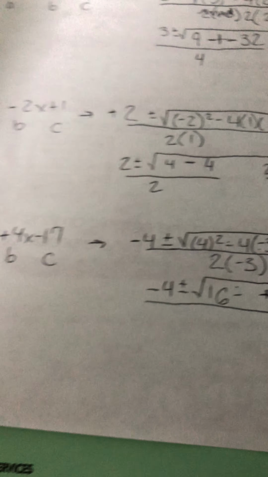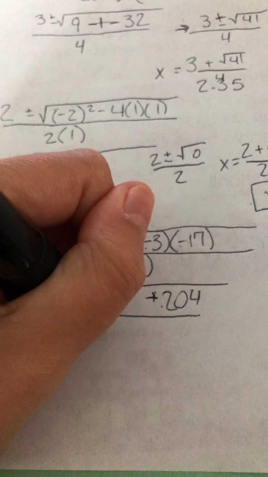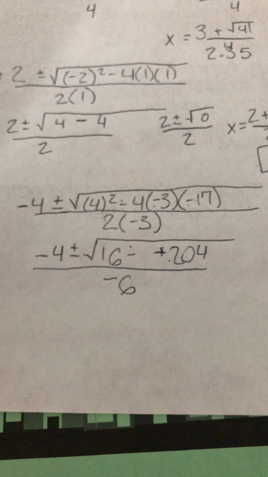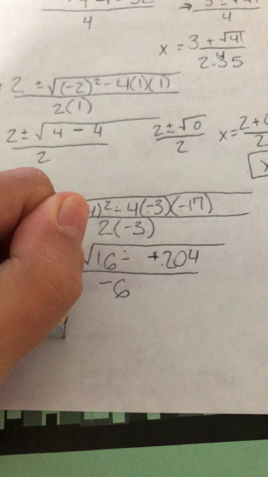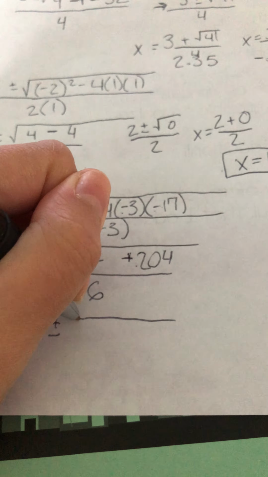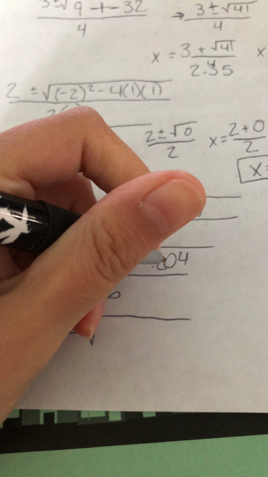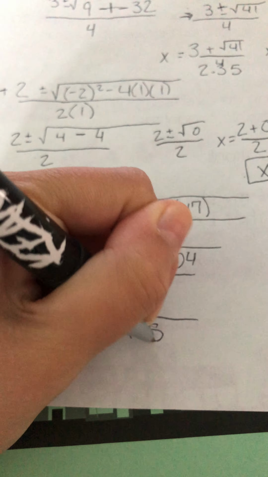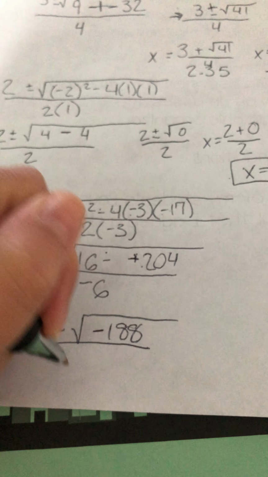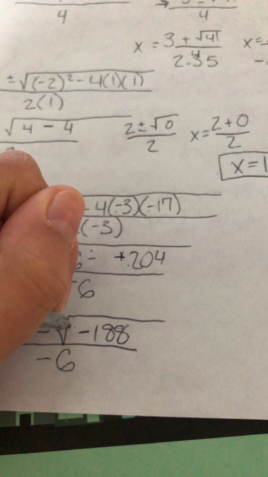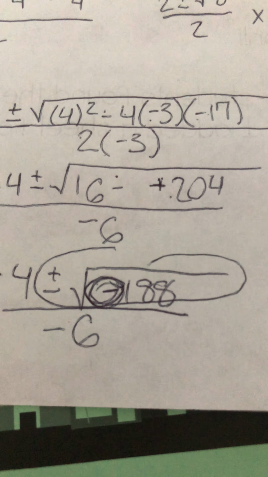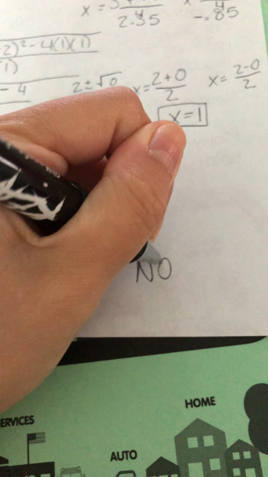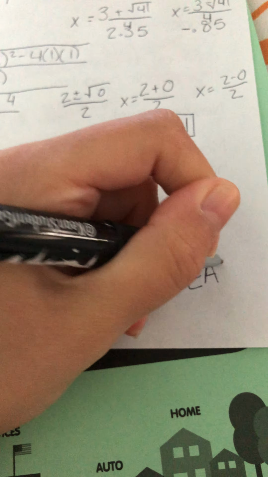2 times my a value, my a is negative 3, that's negative 6. My next step is to simplify what's underneath the radical. So 16 minus a positive 204. Negative 4 plus or minus the square root of 16 minus 204, which is negative 188, over 2 times my a value, which is negative 6. I cannot take the square root of a negative number. Because of that, I have no real roots.